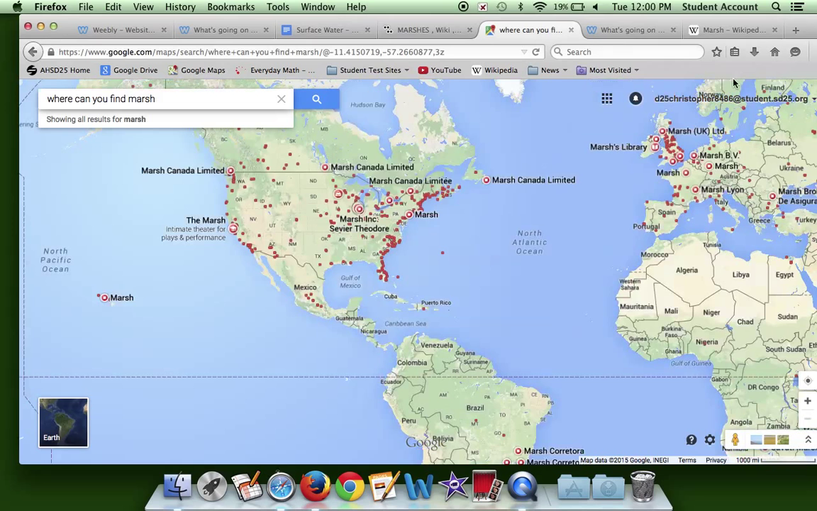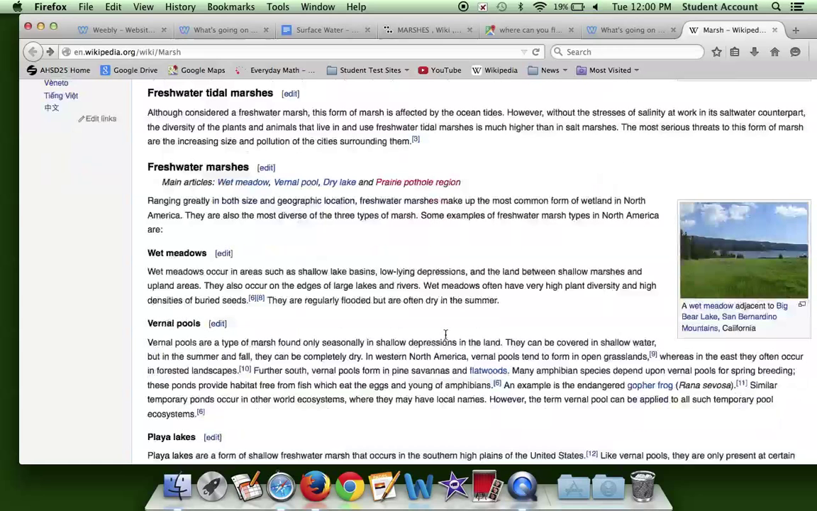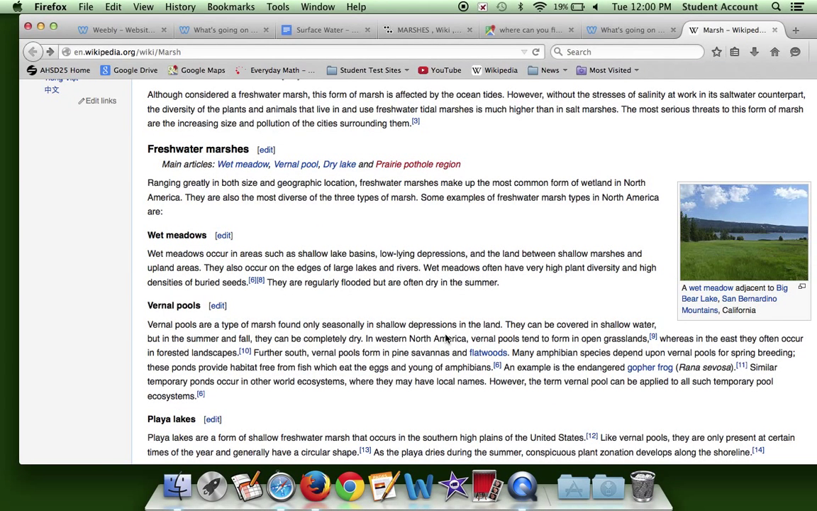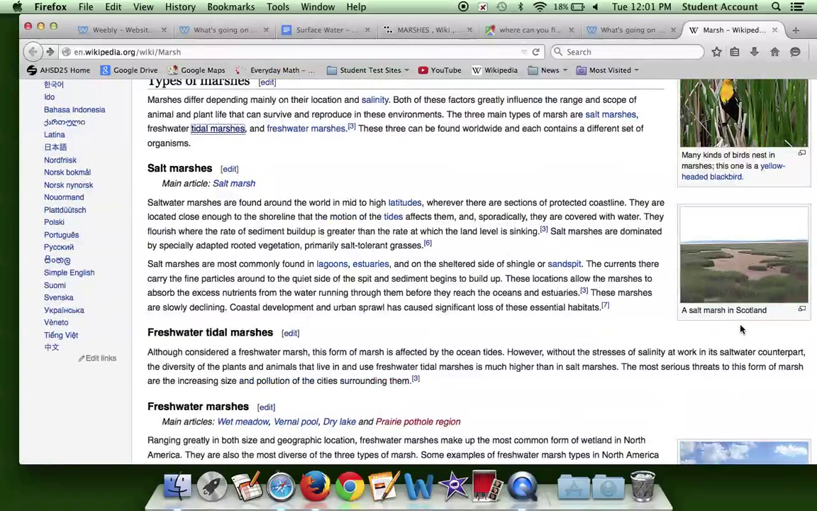So let's keep going and see what else we got in our marsh Wikipedia. Wet meadows occur in areas such as shallow lake basins, low-lying depressions, and land between shallow marshes and upland areas. They also occur on the edges of lakes and rivers. Wet meadows often have very high plant diversity and high densities of buried seeds. They are regularly flooded but often dry in the summer. So this is a picture of one, but it's just like a marsh, but it's really grassy. So they call it a wet meadow.